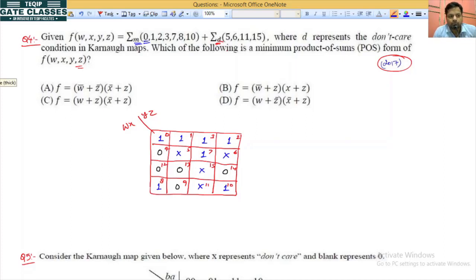Now I want to group this, but in max term form. In max term, output 0 is considered, so these two 0s will be grouped with these two. Okay? So these two can be grouped with these two, so one group is this one. Now the second one: I want to cover all the zeros. Three 0s are already covered, these 2 0s are not covered, so we have to cover them in this.